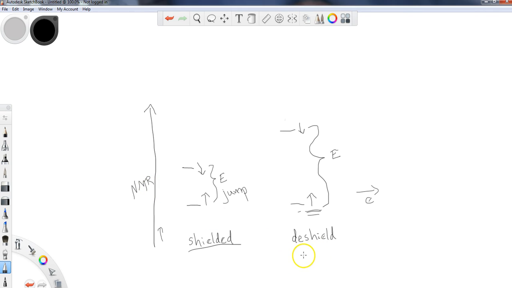And so therefore, we're going to see that the deshielded is going to appear downfield. Okay, and if you ever forget which is which, keep the D's in mind. Deshielded means downfield, and downfield is to the left side. It requires more energy. Our ppms are going to get higher. We require more energy to make this jump here. So that's really what's going on.